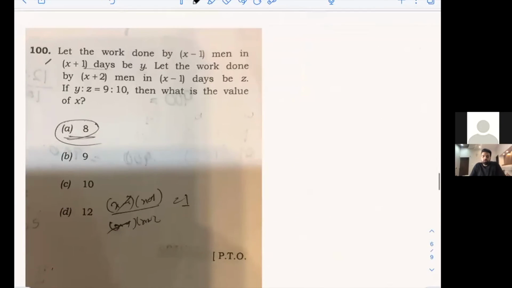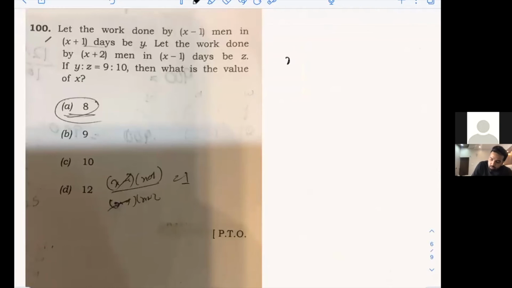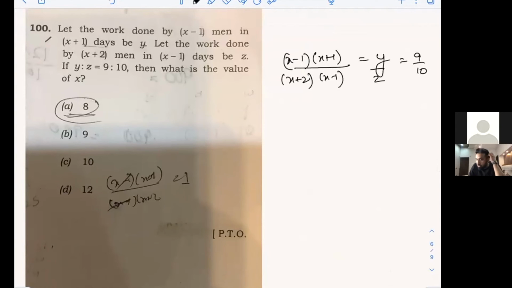Okay, next question पे आते हैं. x minus y, 1 men can do a piece of work in x plus 1 days, be y. x plus 2 men in x minus 1 days, be z. जो y और z का रेशो है वो 9:10 है. Men into days into men into days is the efficiency. x minus 1 cancel. x plus 1 plus x plus 2 is 9/10. तो ऑप्शन से सॉल्व कर लिया. ये अगर 8 पुट करेंगे ऑटोमेटिकली ये आंसर आ जाएगा. वेरी सिंपल क्वेश्चन.